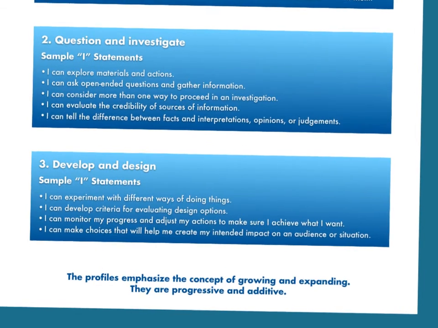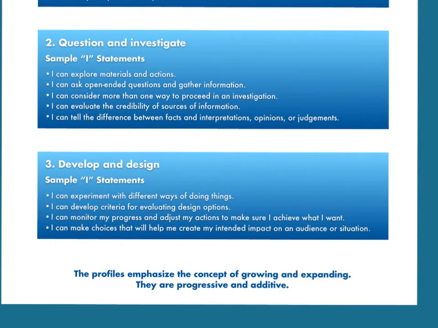The final characteristic or quality that we'll look at is developing and designing. So I can experiment with different ways of doing things. I can develop criteria for evaluating design options. I could monitor my progress and adjust my actions to make sure I achieve what I want. And I can make choices that will help me create my intended impact on an audience or situation. So at Halloween, when we're going through our Halloween games and you're having to adjust and look at your designs and change and work for a specific audience, that could be an example of some of these qualities and characteristics.